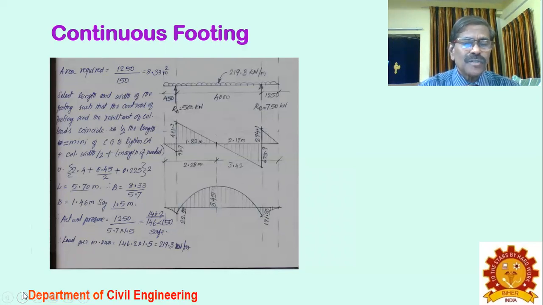Then the actual pressure is equal to 1250 by 5.7 into 1.5, which is 146, less than 150. So the load applied on the soil is very nearly equal to the 150 safe bearing capacity, which is a very nearly economical way of loading it. So the size you have fixed up may be a 100% economical solution.